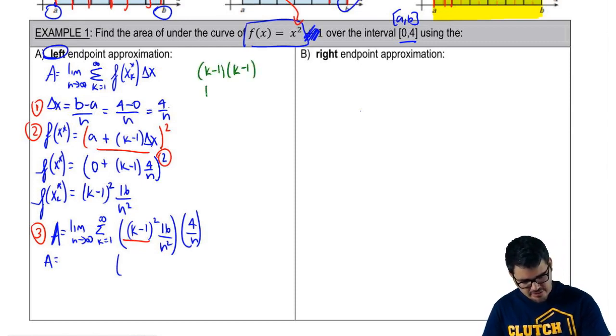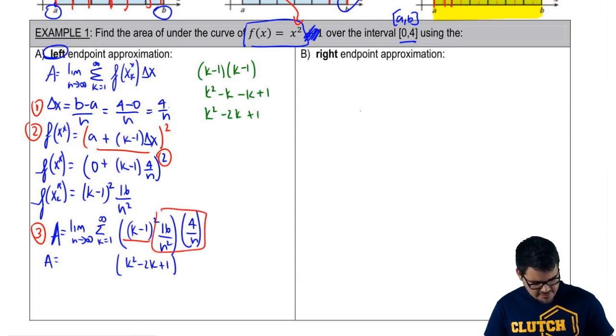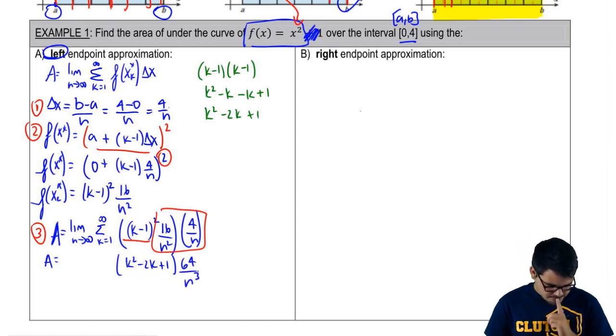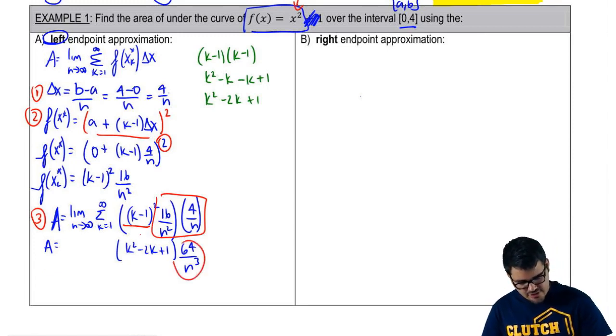So if I distribute, I'm going to get k squared minus 2k plus 1. So that means I'm going to have k squared minus 2k plus 1, and then I'm also going to multiply these two guys together, leaving me with a 64 on top and an n cubed on the bottom. Okay, and then I can also go ahead and distribute this guy times all my terms.